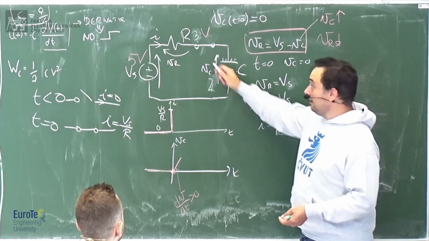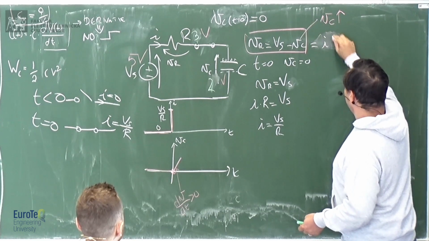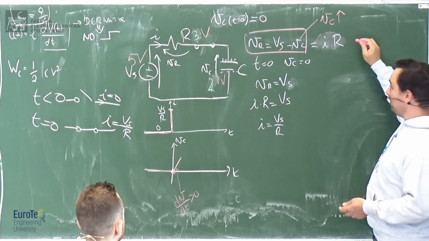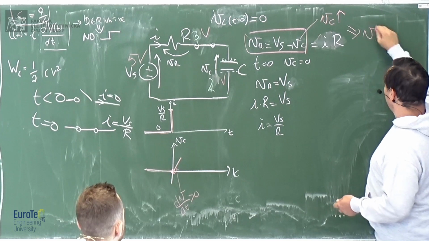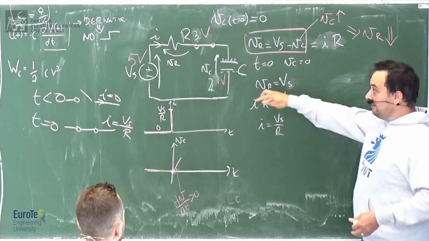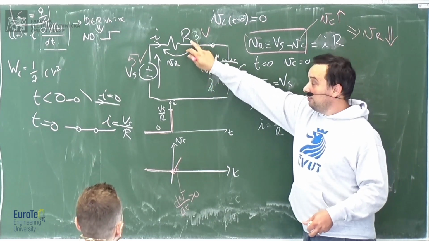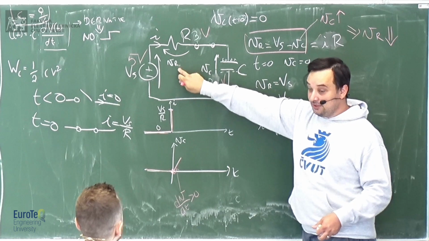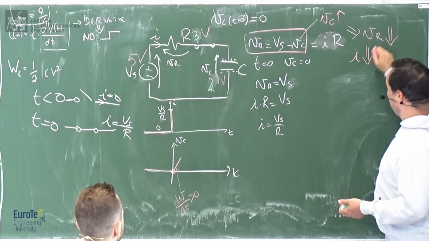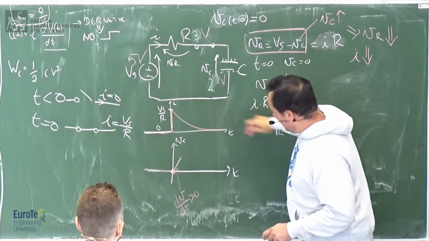But you know that the voltage on the resistance is also equal to the current times the resistance. So if the voltage on the capacitor goes up, the voltage on the resistor goes down because the capacitor takes a bigger share of the available voltage. So the voltage on the resistor will decrease, which means that the current also will decrease, like this.